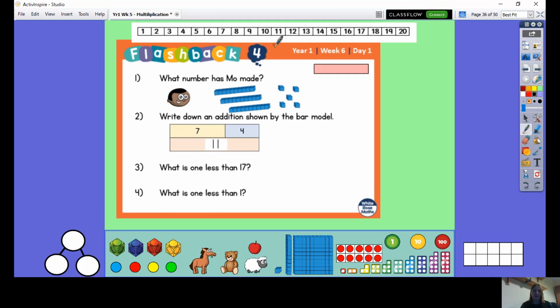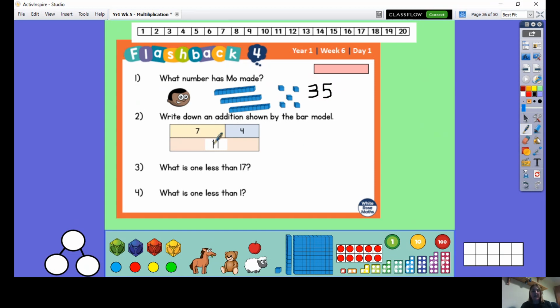Okay, so let's have a little look. So what number has he made? So we've got 10, 20, 30. So we've got 3 10s and we've got 1, 2, 3, 4, 5. So 3 10s and 5 1s is 35, if you can remember.